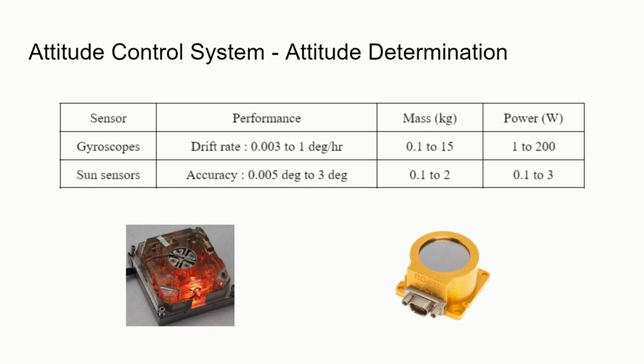And then for attitude determination, we use a ring laser gyroscope and sun sensors. The gyroscope will provide an inertial measurement system, while the sun sensor provides an external reference. The specification on the performance can be seen in the table on the presentation. The gyroscope has a drift rate of 0.03 to 1 degree per hour, while the sun sensor has an accuracy of 0.005 degree to 3 degree. The mass for the gyroscope is maximum 15 kilograms, while the sun sensor is only 2 kilograms. The power is 200 watts for the gyroscope at maximum and 3 watts for the sun sensors.